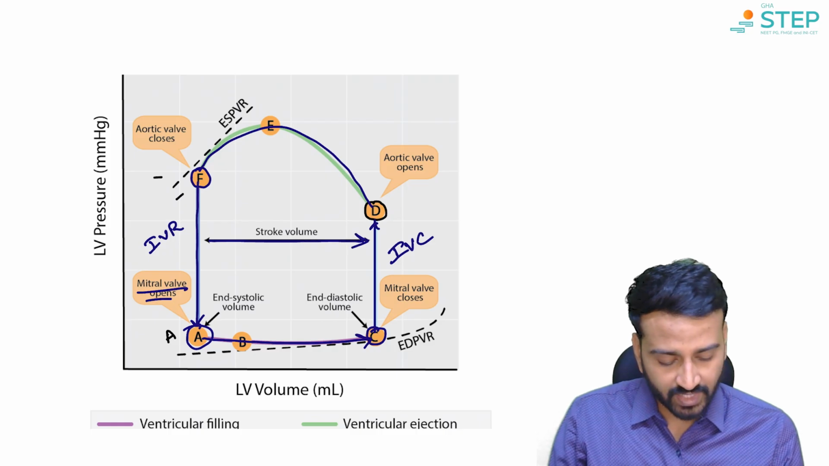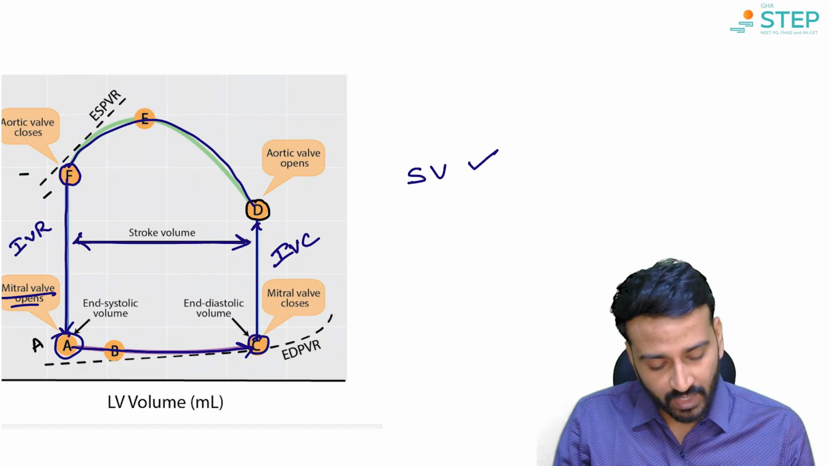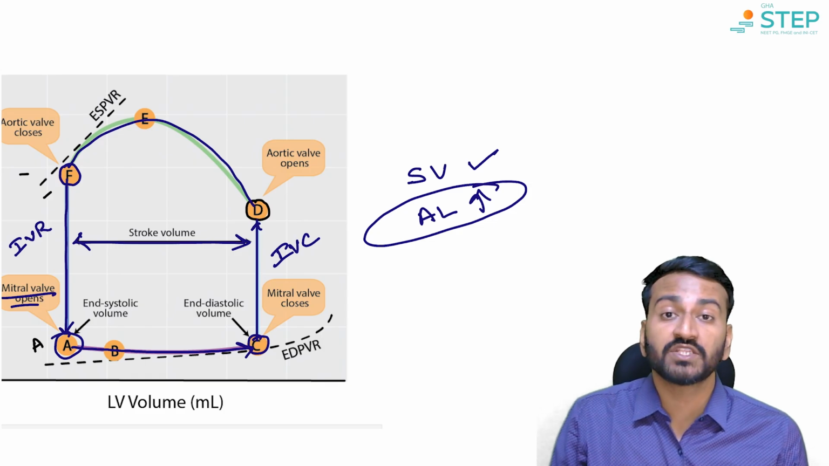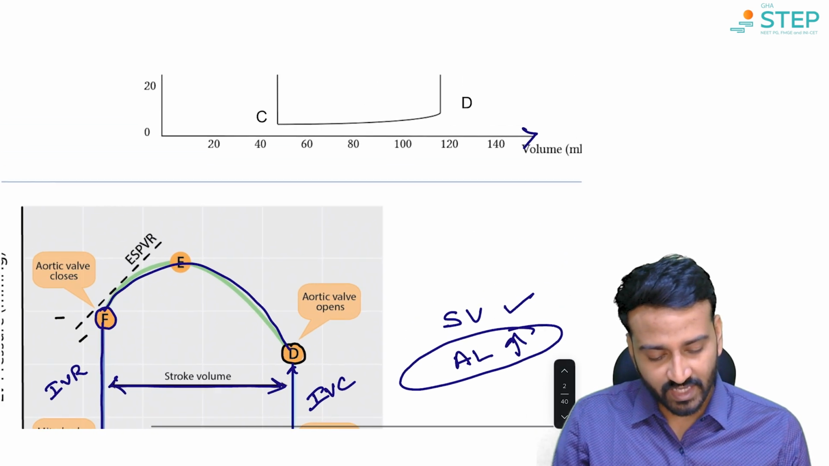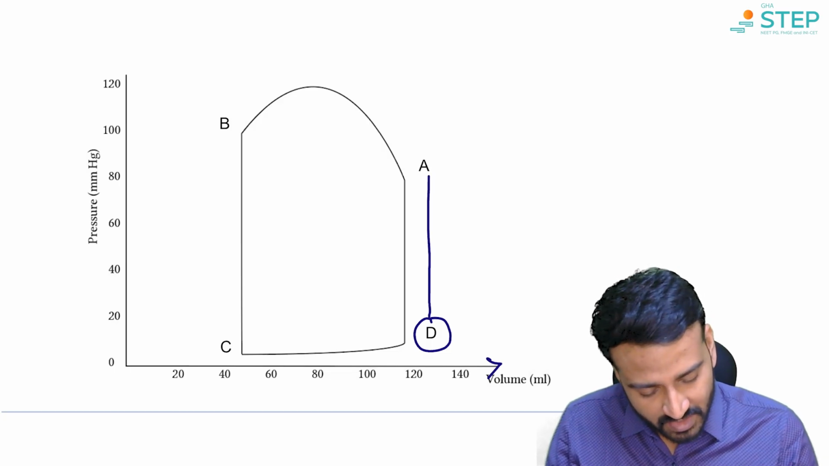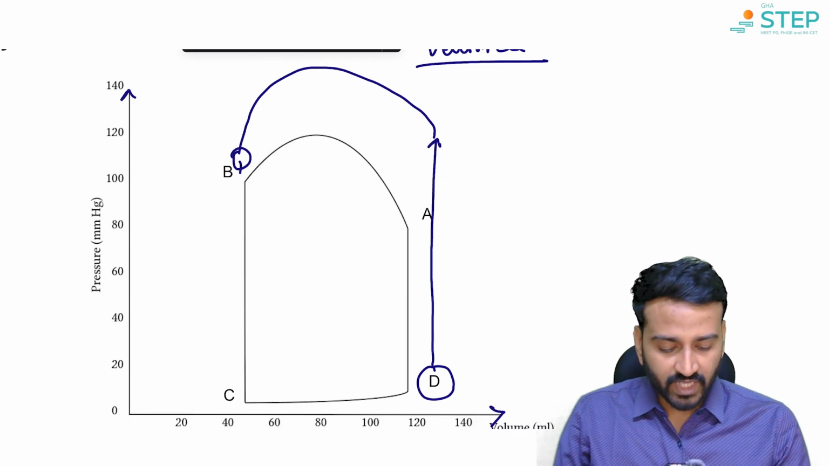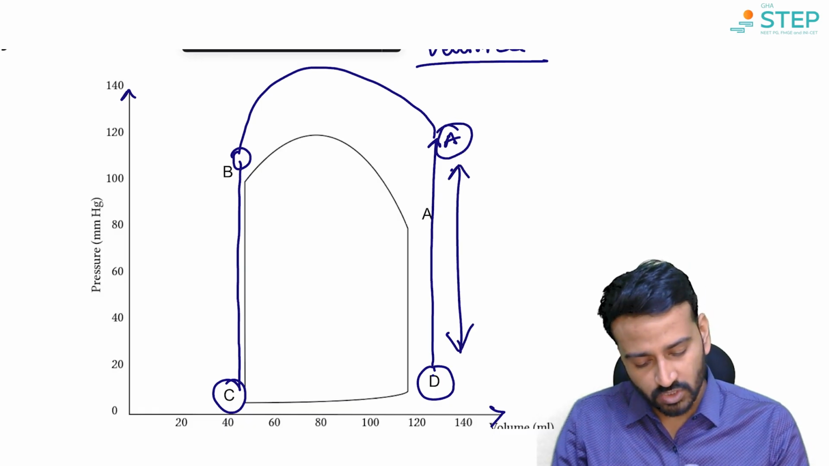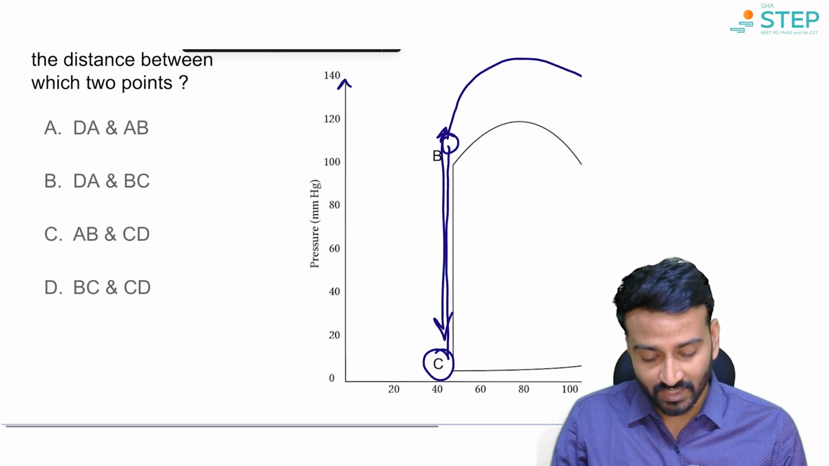In between these two lines is the stroke volume. In hypertension, what happens? The stroke volume remains the same, but the afterload increases. That means the pressure against which the ventricle has to contract will increase. So we can safely say that when the pressure against which the ventricle has to contract increases, the distance where the blood is rushed into the aorta increases. So there will be a movement of points D and A. This distance will increase, and also B and C. This also will increase, making it the answer B.